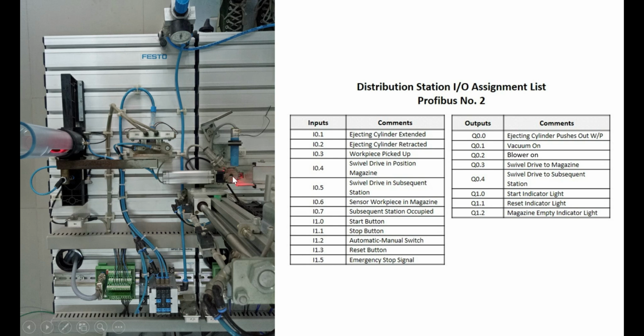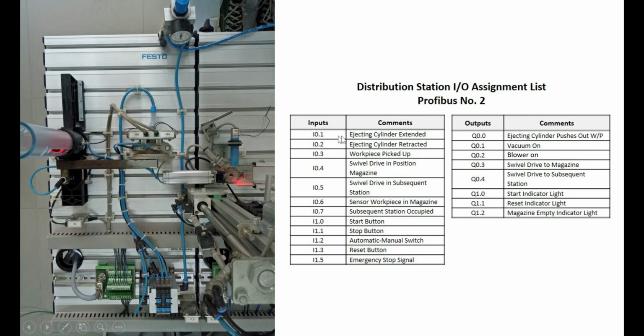station. And the rest of the outputs, which are Q1.0, Q1.1, and Q1.2, is the indicator light for start push button, reset push button, and then the magazine empty indicator light. Let's now proceed to inputs addresses of distribution station.